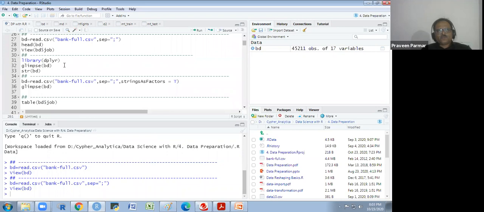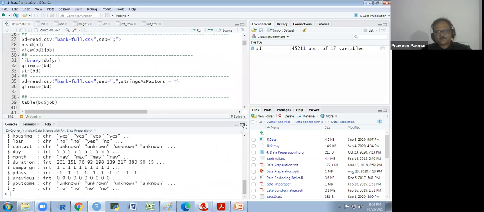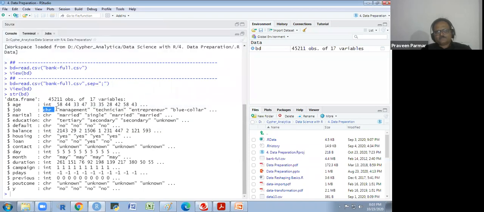And if I show you the structure of this data, you see there is character. All the string variables are character. Others are numeric and integer, whatever. Understand? But previously, just a moment.